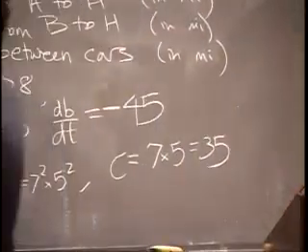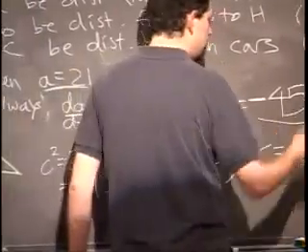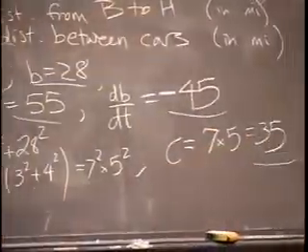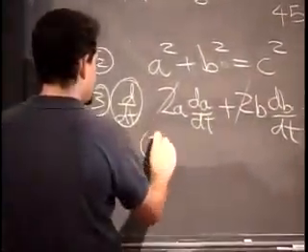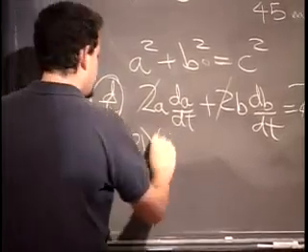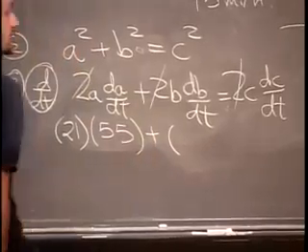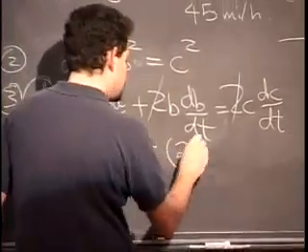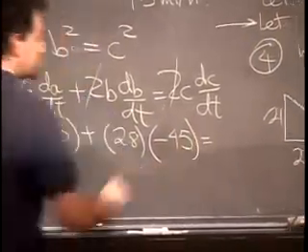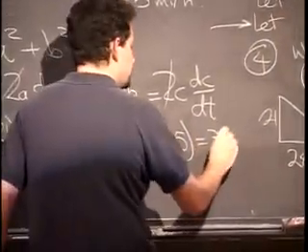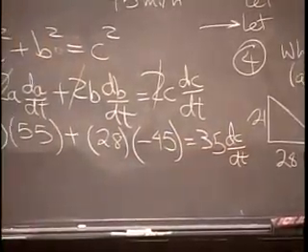Okay, so we have A is 21, B is 28, dA/dt is 55, dB/dt is minus 45, and C is 35. So I come back here to the equation and I do a grand set of replacements. A, 21, dA/dt, 55, plus B, 28, dB/dt, minus 45, equals C, 35, dC/dt is the unknown. Everything else is known.